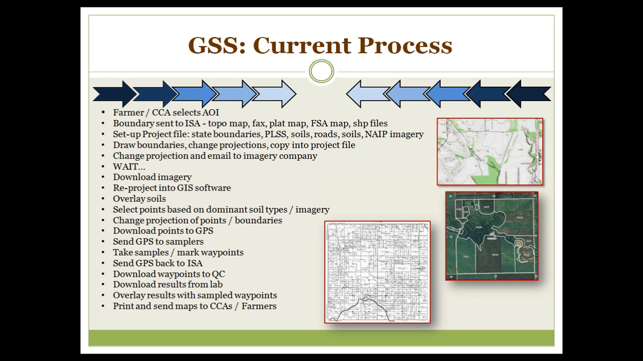Had a problem where we sent the GPS units. We got some new GPS units, sent those out to the field with waypoints. There was a default projection in the GPS unit that was different from the projection of the file. So when my sampler went to go collect samples, the nearest waypoint was like 350 miles away. So there's just a lot of room for error within our current process.